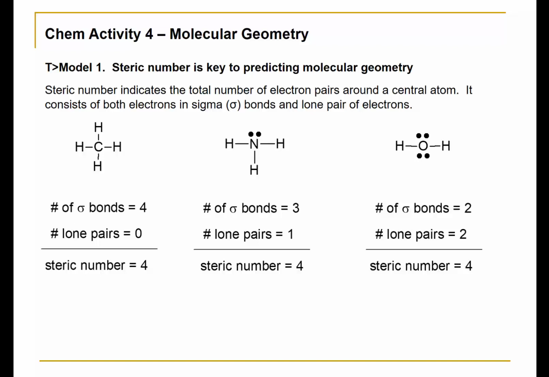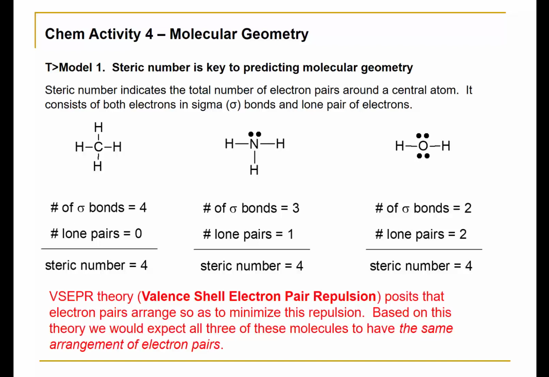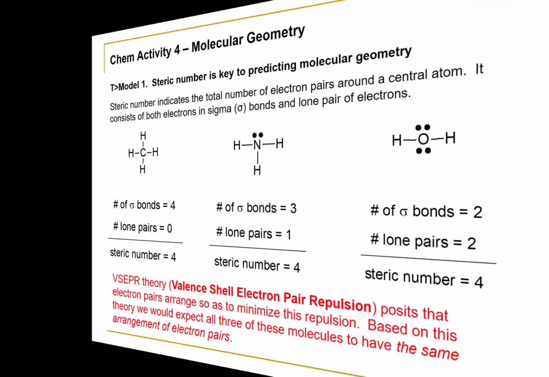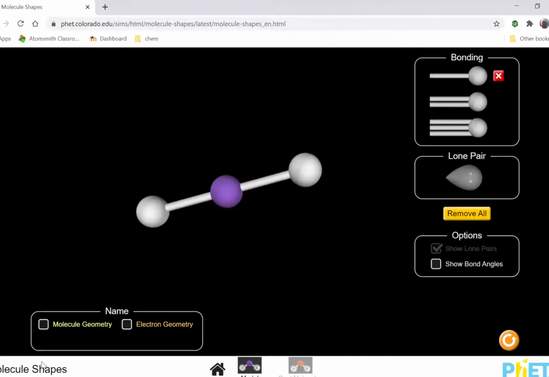So steric number indicates the total number of electron pairs, whether they be bonding pairs or lone pairs, around that central atom. Now this is helpful because it allows us to make predictions about the geometry about that central atom. And this is based on VSEPR theory. So VSEPR theory, or valence shell electron pair repulsion, posits that electron pairs arrange themselves around a central atom to minimize the electron pair repulsion. So based on this theory, we would expect that all 3 of these molecules would have the same electronic geometry or electron pair geometry.